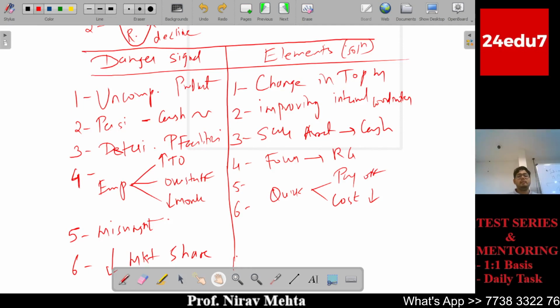Danger signal elements of turnaround. Uncompetitive product, persistent negative cash flow, deterioration in physical facilities, employee turnover high, overstaffing, low morale, mismanagement, decline in market share. Elements: change in top management, improving internal coordination, sell assets to generate cash, focus on revenue generation, quick payoff and cost reduction methods.